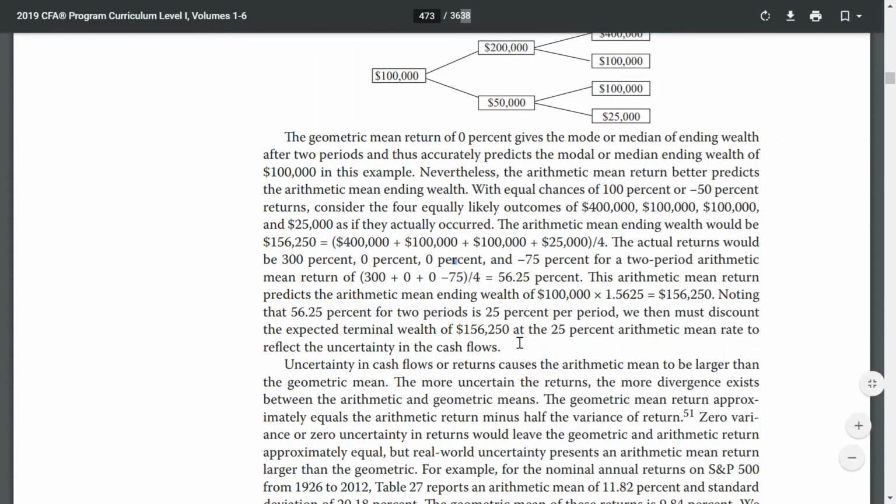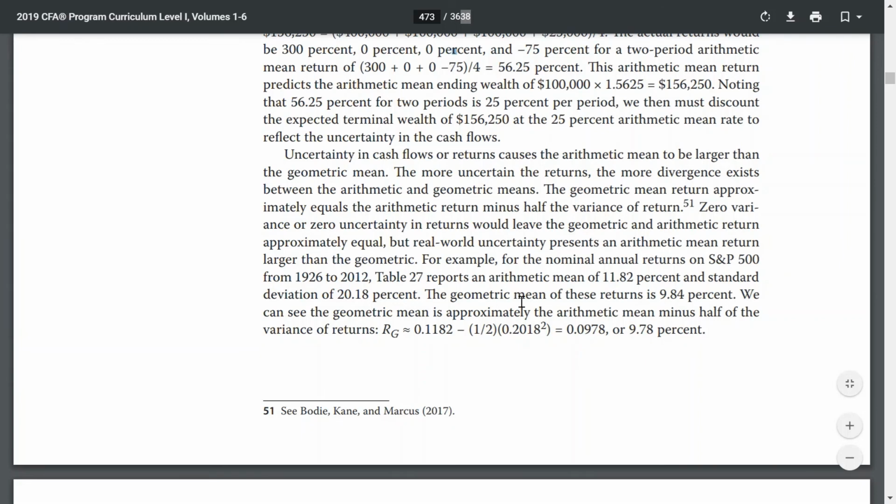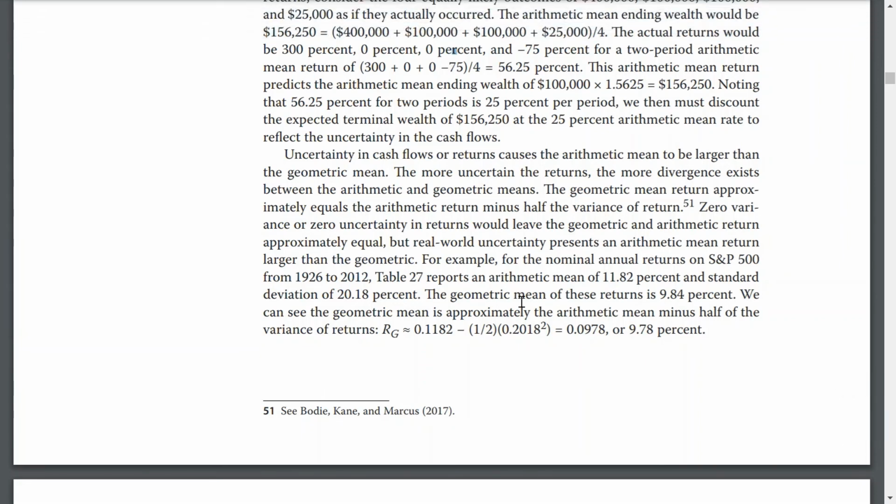at the 25% arithmetic mean rate to reflect the uncertainty in the cash flow. Uncertainty in cash flow or returns causes the arithmetic mean to be larger than the geometric mean. The more uncertain the returns, the more divergence exists between the arithmetic and geometric means. The geometric mean return approximately equals the arithmetic return minus half of the variance of returns. Zero variance or zero uncertainty in returns will leave the geometric and arithmetic returns approximately equal. But real-world uncertainty presents an arithmetic mean return larger than the geometric.